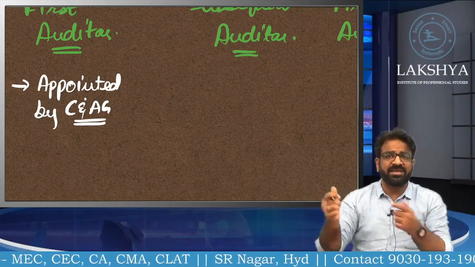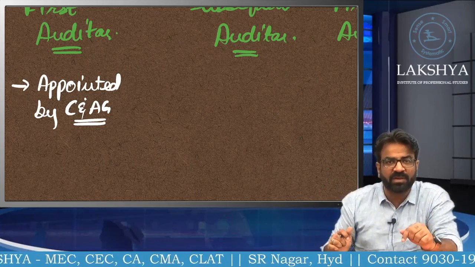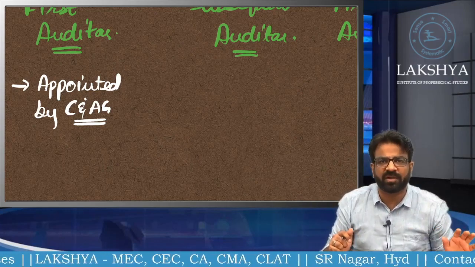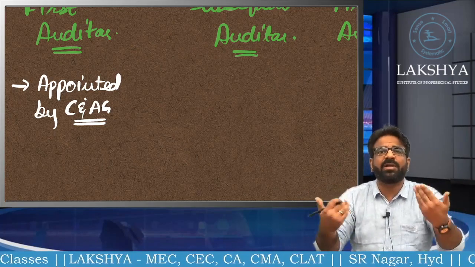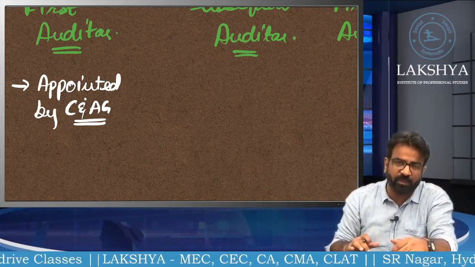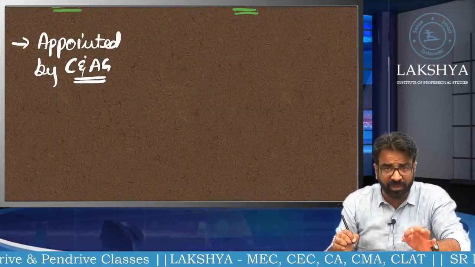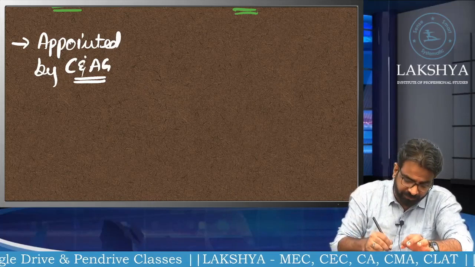It means, sir, is the C&AG going to do the audit of the government company? No. Statutory auditors like you and me are the ones who will do the audit of government companies, but we will be appointed by whom? The C&AG. So who will appoint us? The C&AG, right, sir? Now the C&AG will appoint the first auditor of which company? Government company.